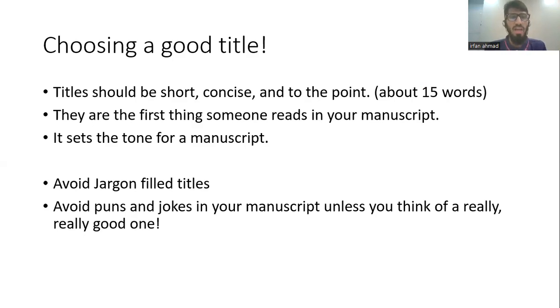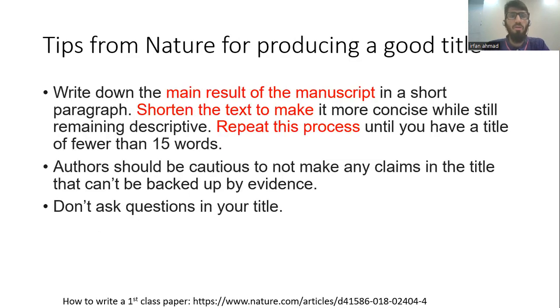Avoid jargon-filled titles, avoid puns and jokes in your manuscript, like headlines. It shouldn't be like the headlines with commas or other phrases. Now, tips from Nature to produce a good title. Write the main result of the manuscript in a short paragraph. Then shorten the text to make it more concise, while still retaining the description. Repeat this process: main result, then narrow it down, narrow it down, narrow it down until it comes to 15 words. This is a good title according to Nature.